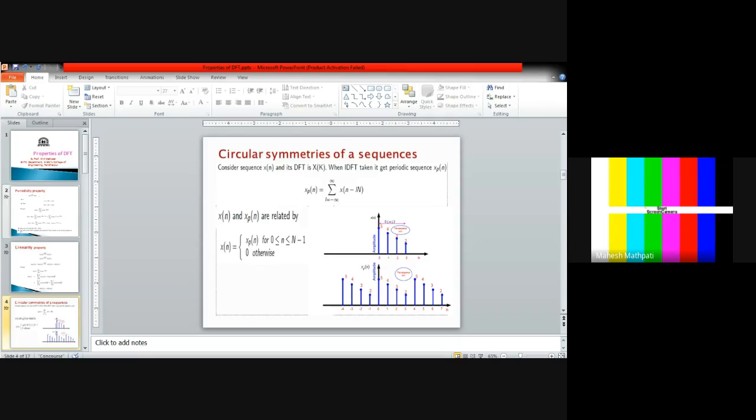I have taken one small example: x of n has the samples 5, 4, 3 and 2. X of n equals 5, 4, 3, 2. This is our x of n. Now, if you write its periodic repetition, it will look like the second diagram, which has values from minus infinity to plus infinity. Now if I want to write the relation between these two, I will write x of n equals xp of n for values from 0 to 3. Getting my point?